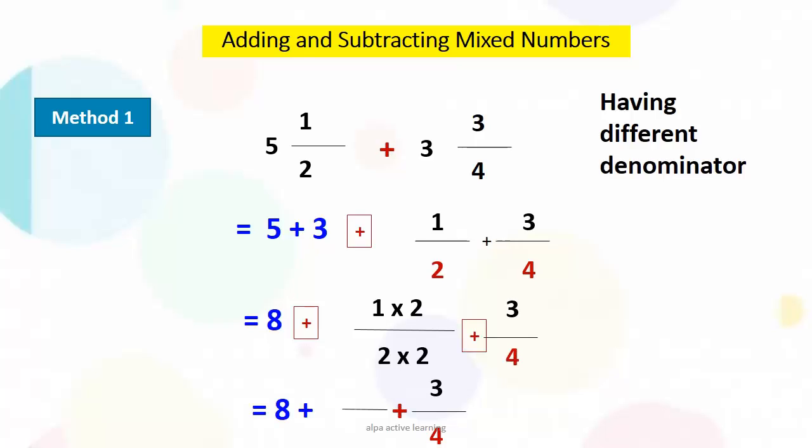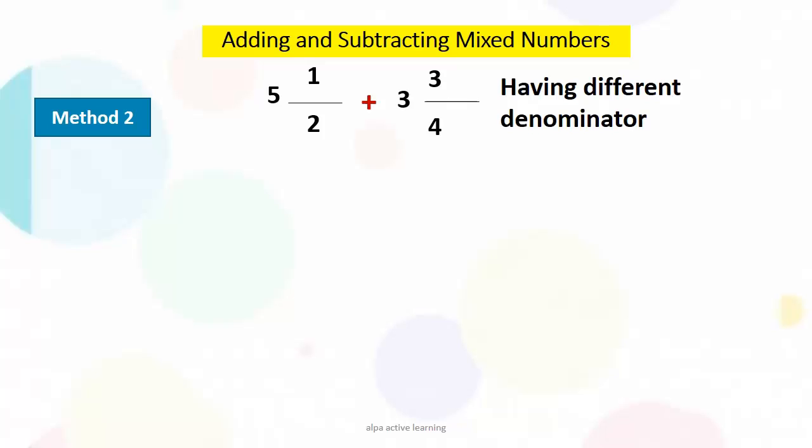So this is plus 3/4, as it is. Now 8 again as it is. 1 into 2 is 2, 2 twos are 4. So it is 2/4. Now as in the previous sum, what have we done? Look at them, having the same denominator. So we write 8 and 2 plus 3 is 5, 5/4.